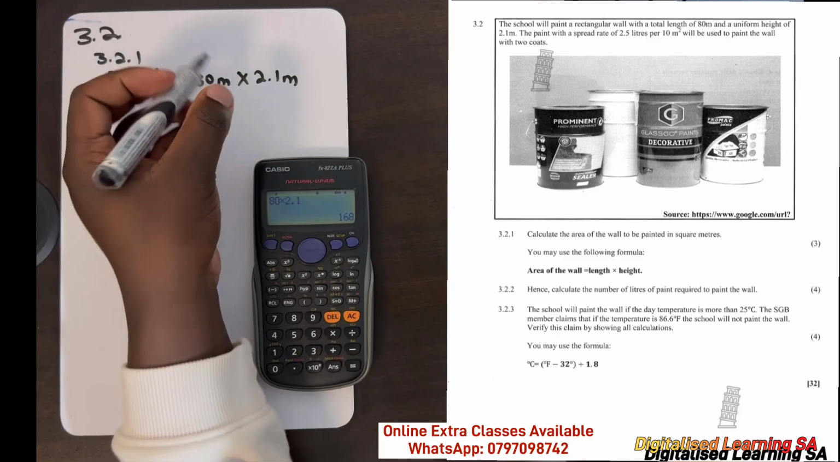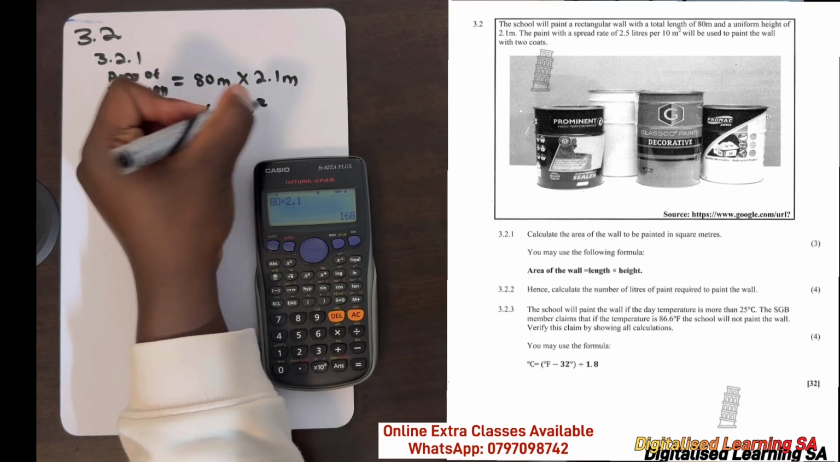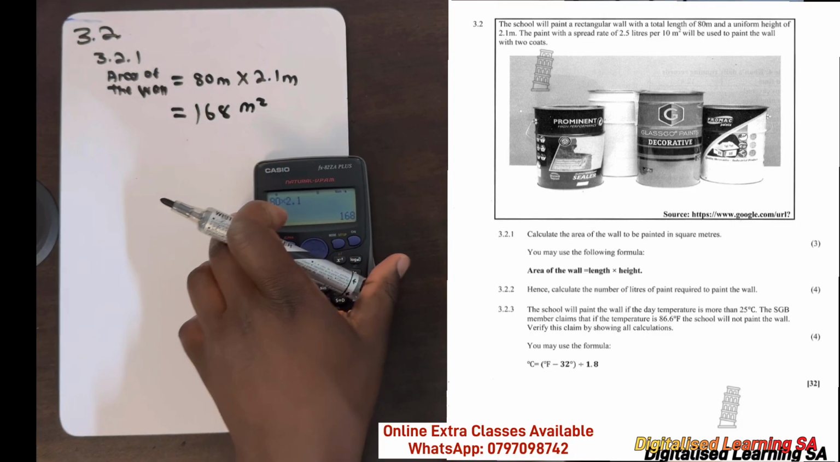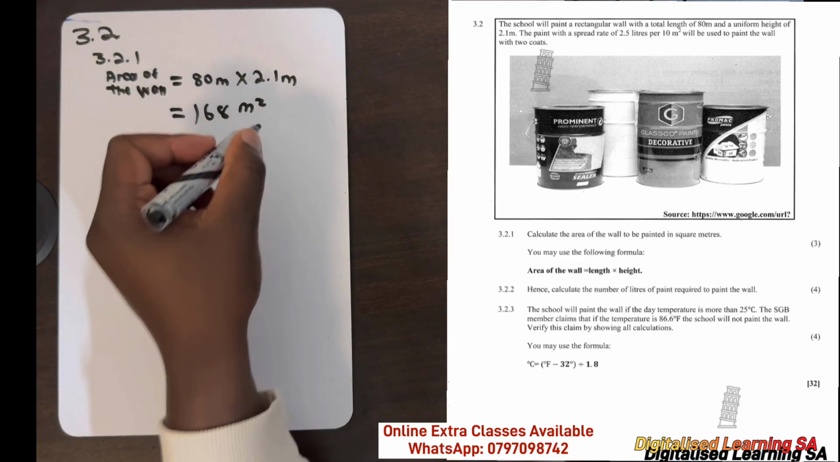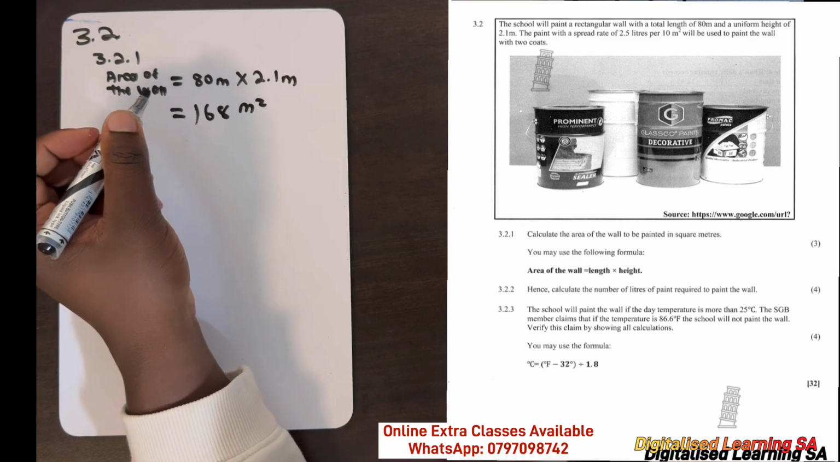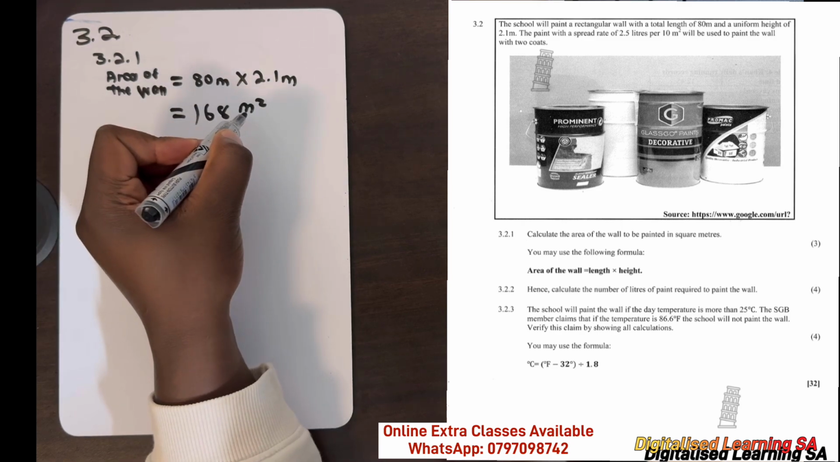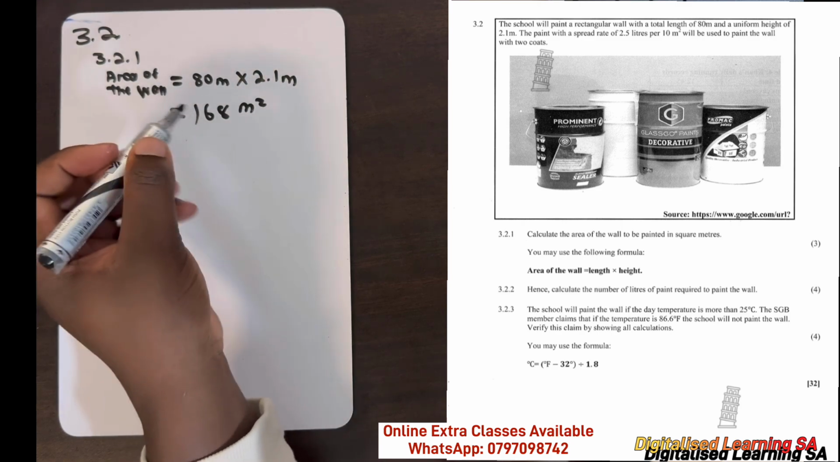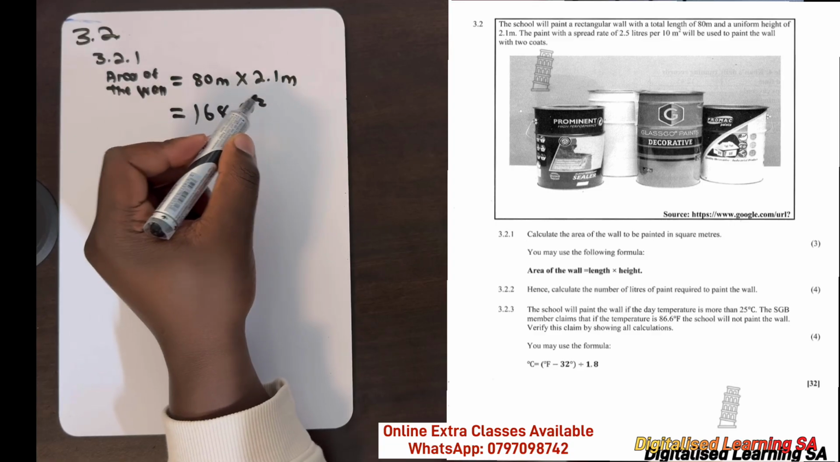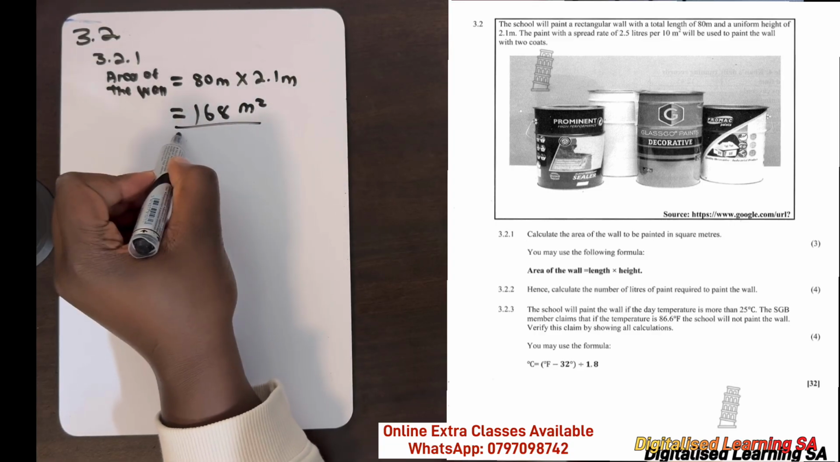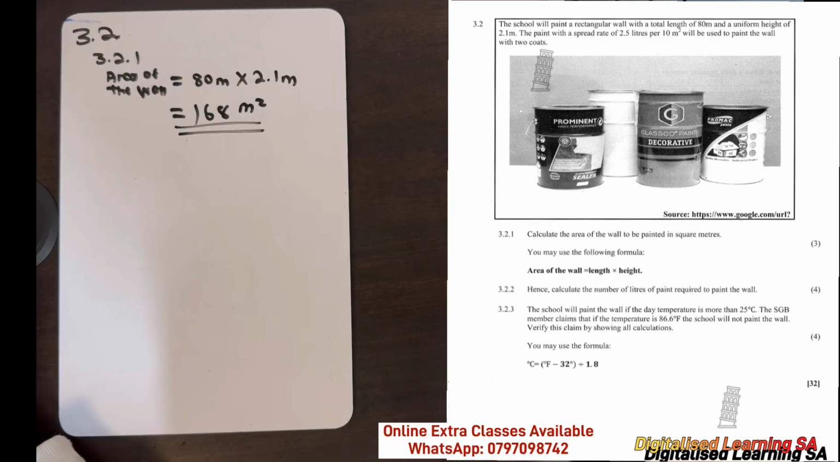So remember that area is given in square meters. So after getting your area, you need to add the m squared. So this stands for square meter. The m stands for meter and this is the square. That's why we say square meter. So this is our area. So now let's move ahead.